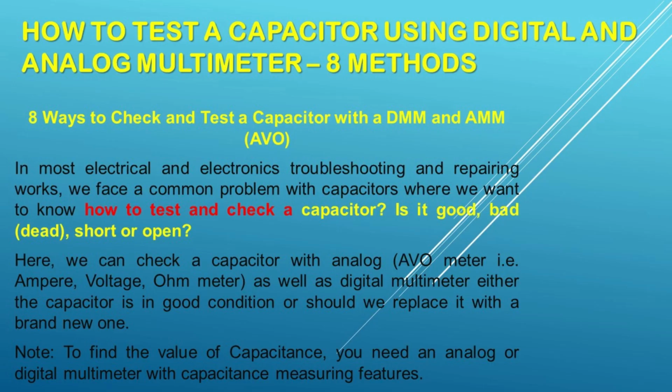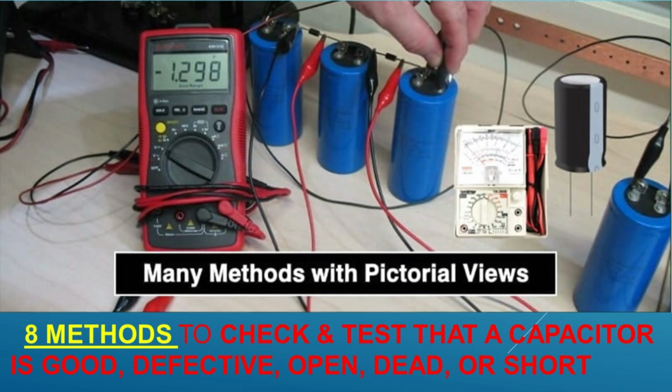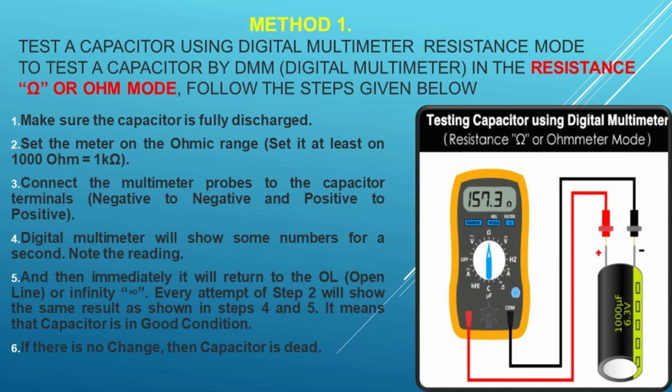How to test a capacitor using digital and analog multimeter, 8 methods. 8 ways to check and test a capacitor with a DMM and AVO meter. In most electrical and electronics troubleshooting and repairing work, we face a common problem with capacitors where we want to know how to test and check a capacitor. Is it good, bad, dead, short or open?